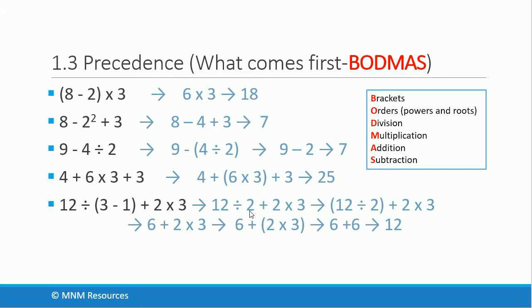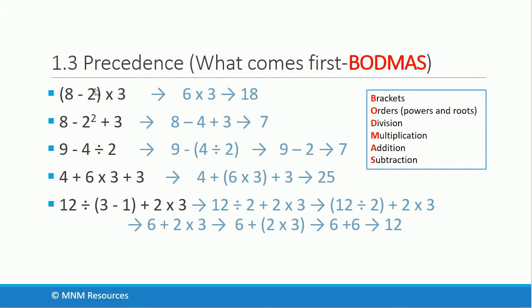Let's look at a few more questions where we can apply the rule of BODMAS to solve more complex questions. So in this first example, you have brackets and you have multiplication. If you look at BODMAS, the very first thing that you would do is tackle the brackets. Multiplication comes further down the line. So brackets first, then followed by multiplication.